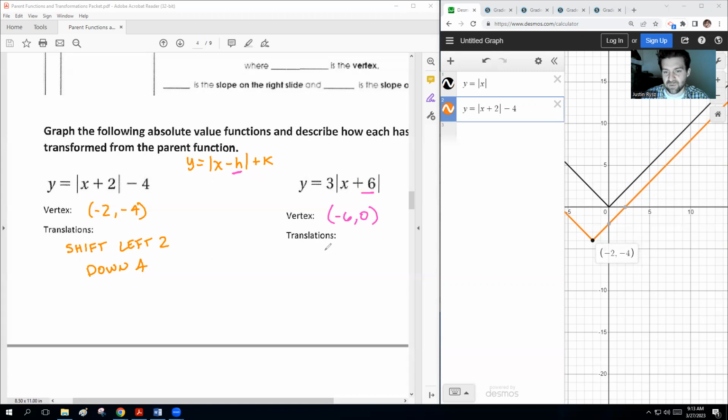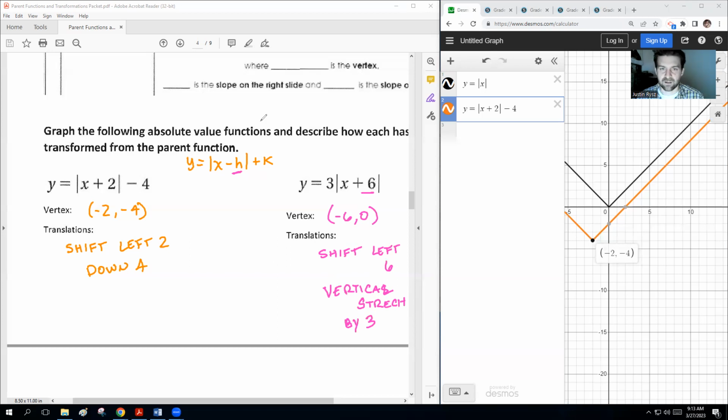So if we think about it, this would be a shift to the left 6, and then a vertical stretch by 3.